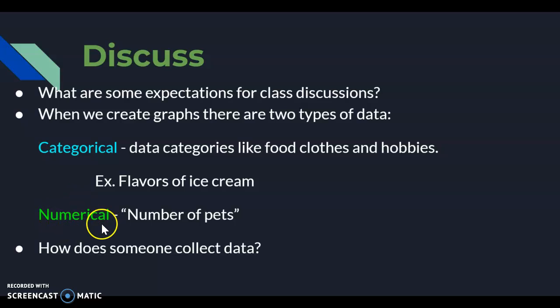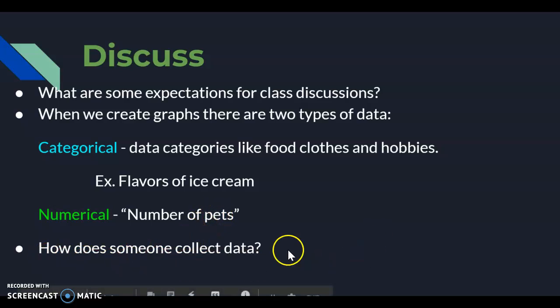Down here, numerical data. An example would be number of pets. How many pets do you have would give us an answer for numerical data. And generally, numerical data would have a number in front of it. It would have a number associated with it in your answer.